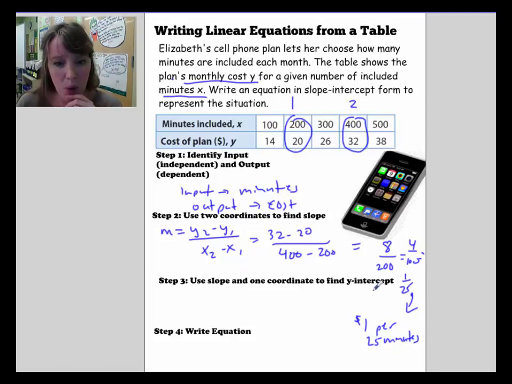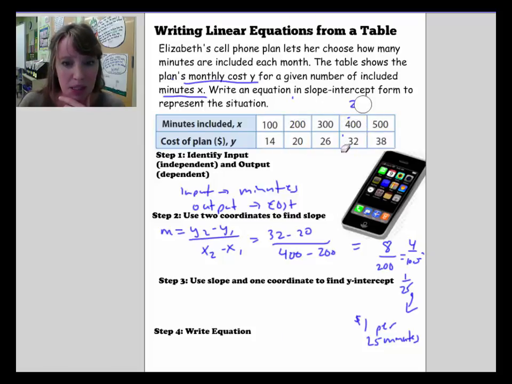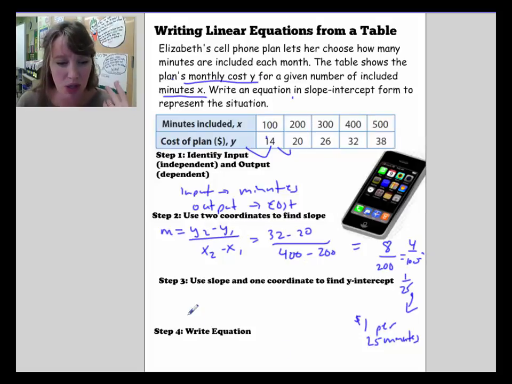Use the slope and one coordinate to find the y-intercept. Now let's see if we can go down by 6, down by 6. Yeah, see here in the table, it's a decrease of 6 every time. But if I keep decreasing by 6, I'm never going to really get to 0. So you can do some tricky thing with the table, or you can just use method 2, which is to pick a point out. Let's just pick 100 and 14, and use the slope, which is 1/25th, to find the y-intercept b.